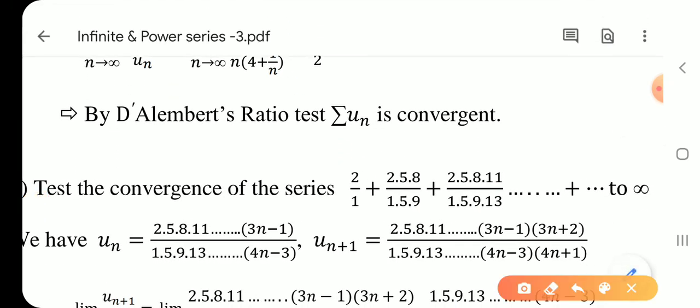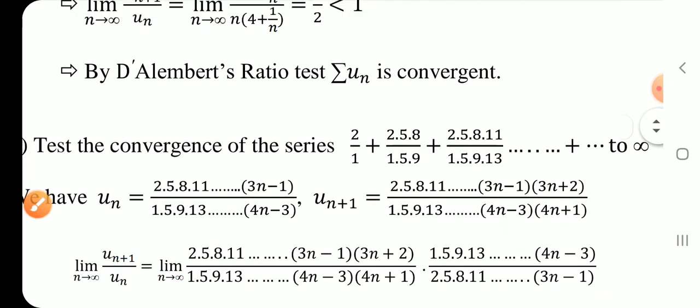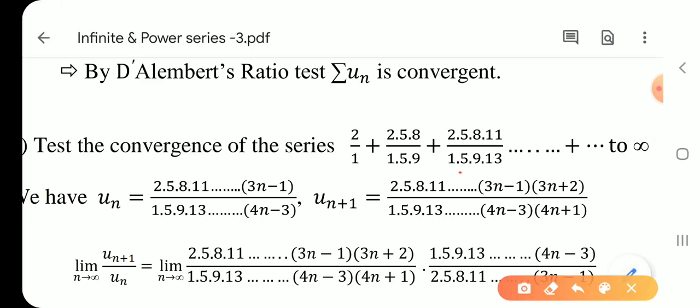To understand better, let us take a similar problem. Here, test the convergence of the series 2 by 1, 2 into 5 into 8 by 1 into 5 into 9, 2 into 5 into 8 into 11 by 1 into 5 into 9 into 13, goes on up to infinity. So, to find un, if you take the numerator, the common difference is 3. Once again, when you apply the formula un is equal to a plus n minus 1 into d, you will find that the nth term is 3n minus 1.